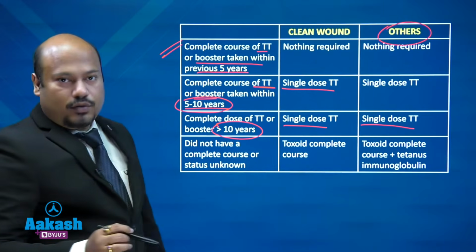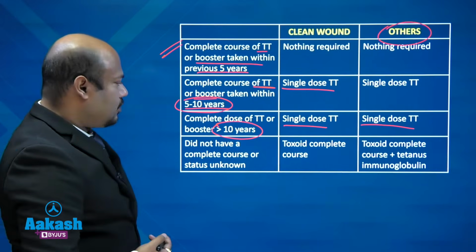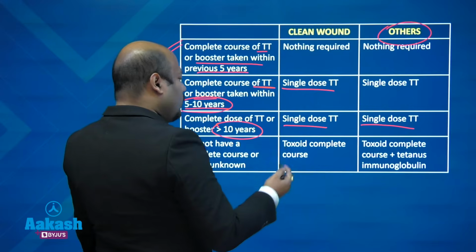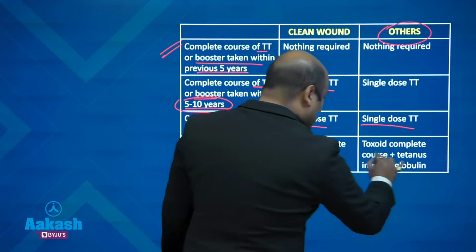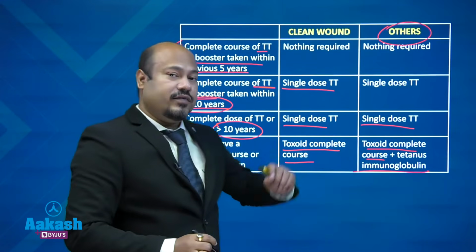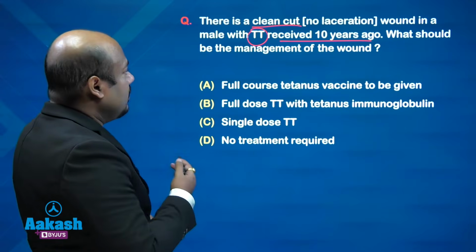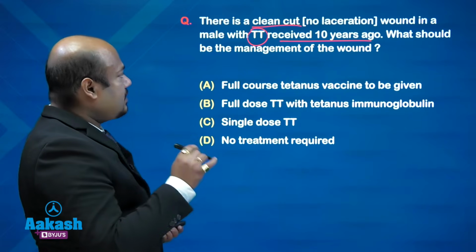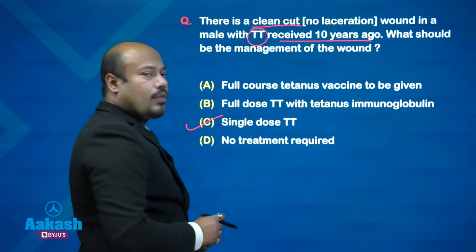But suppose you don't know the immunization status, or the tetanus toxoid or booster is not taken. In that case, both in case of the clean wound and others, you have to go for the toxoid complete course. But in others, along with the toxoid complete course, you have to give the immunoglobulin, that is both the active and the passive immunity. But if you look at the question here, what is given? Clean wound and the tetanus toxoid in that male is taken 10 years ago. So here the answer will be single dose TT.